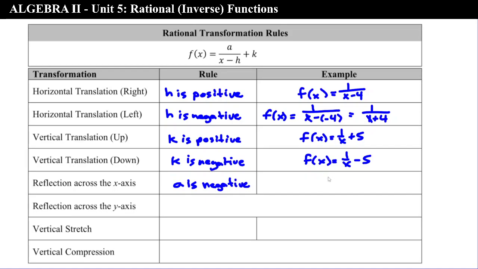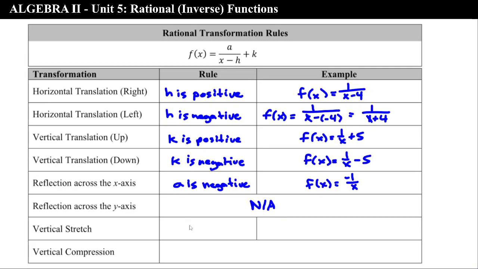So a, being that top number, you'd have f of x equals negative 1 over x. Now that negative could sit out in front of the fraction if you wanted. That would not change anything. All right, so for reflection across the y, we're going to put not applicable. And the reason it's not applicable here is, what if we put the negative in front of the x? Well, it does the same thing as what a reflection across the x-axis does.